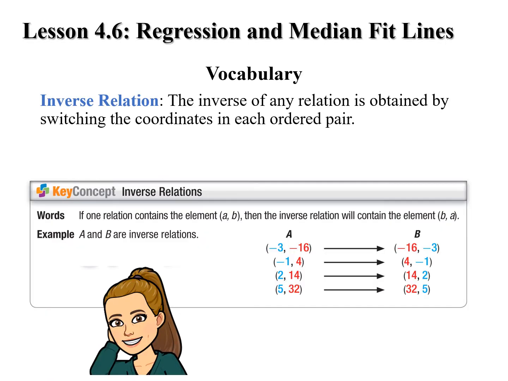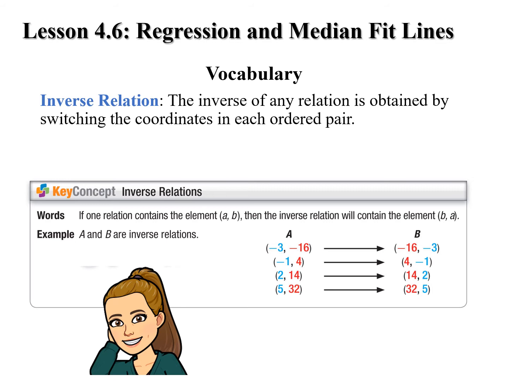Our first vocabulary term is the idea of an inverse relation. The inverse of any relation is obtained by switching the coordinates in each ordered pair. So we need to write that vocab term in our notes. But if I look at that key concept box here, when we're talking about a relation with the element (a, b), then the inverse is the element (b, a). So what we're doing is we're swapping spots.